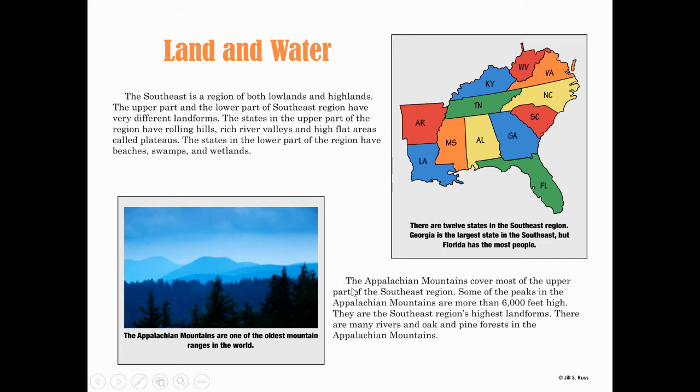The Appalachian Mountains cover most of the upper part of the Southeast region. Some of the peaks in the Appalachian Mountains are more than 6,000 feet high. They are the Southeast region's highest landforms. You might want to highlight that sentence since that was one of our true-false questions. There are many rivers and oak and pine forests in the Appalachian Mountains. And here is a picture of the Appalachian Mountains. They are one of the oldest mountain ranges in the world.